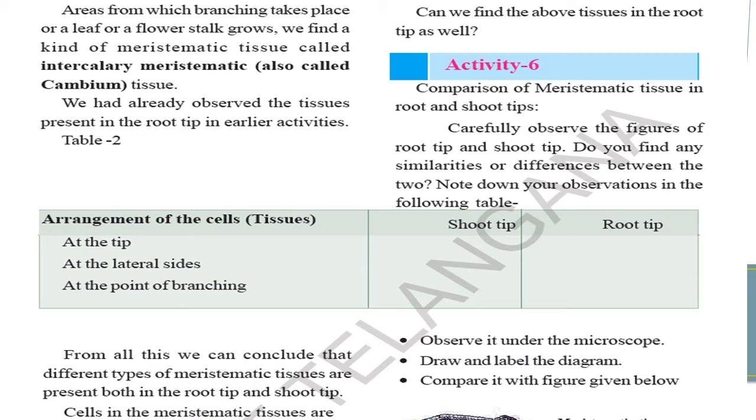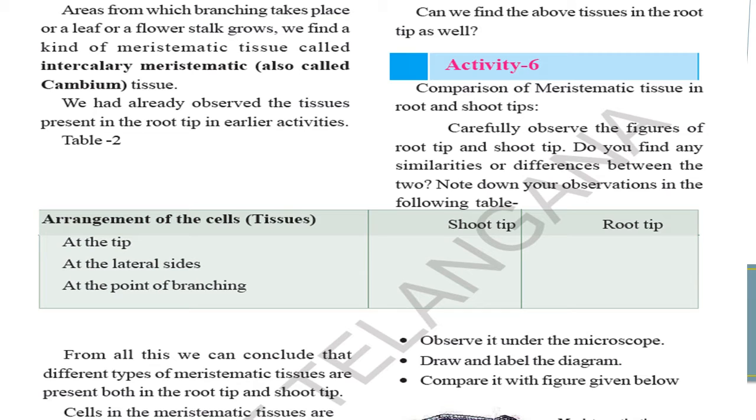We had already observed the tissues present in the root tip in the early activities. Can we find out the arrangement of cells or tissues at the shoot tip? What are the cells or tissues? In the root tip under the ground, at the tip or the lateral sides, which tissue is present, in the branching of the shoot, branching of the root?